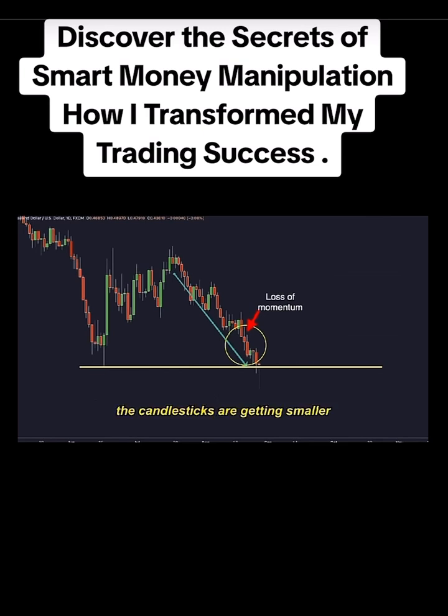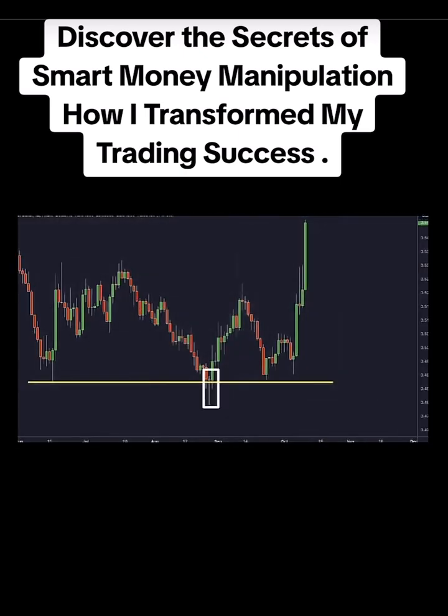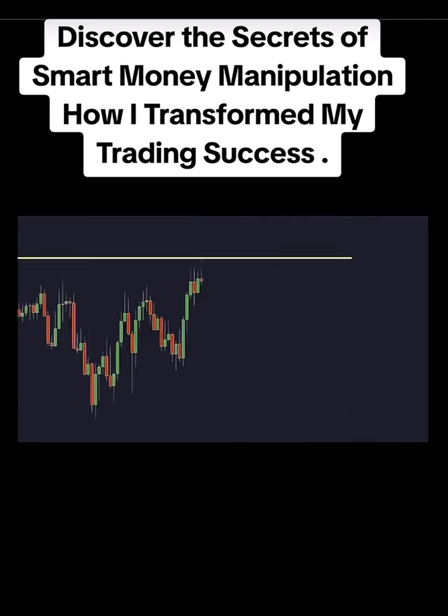The candlesticks are getting smaller, indicating the sellers are losing steam. You wait for a confirmation signal, like a bullish pin bar. Once this pin bar forms at the support level, you place your buy entry at the close of the candle, set your stop loss just below the support level, and aim for the next resistance level as your target.